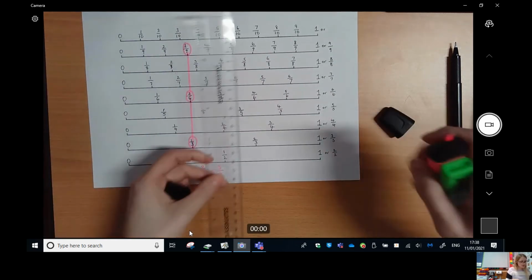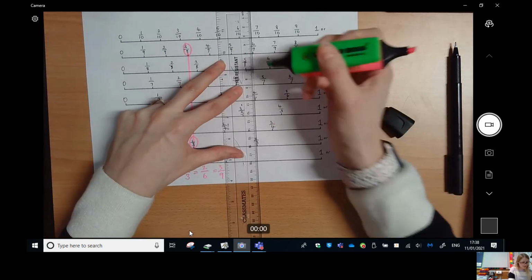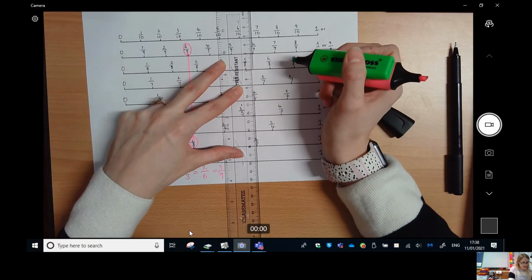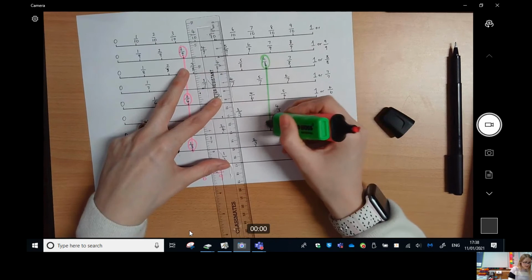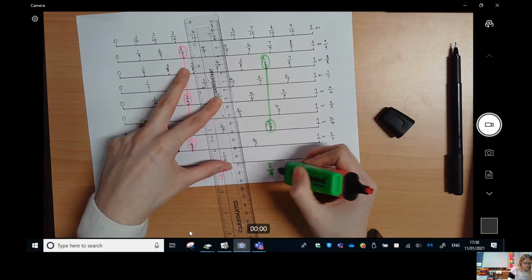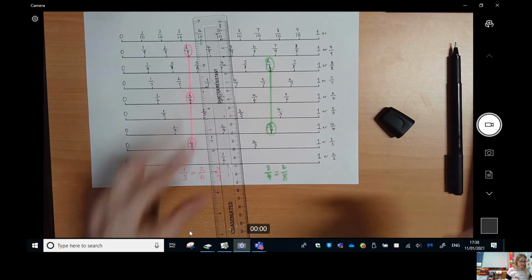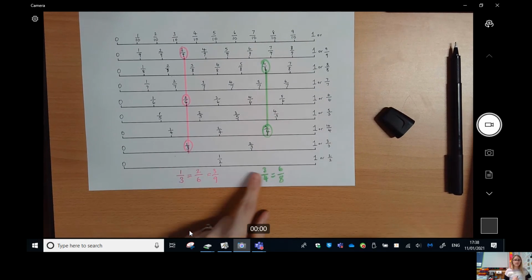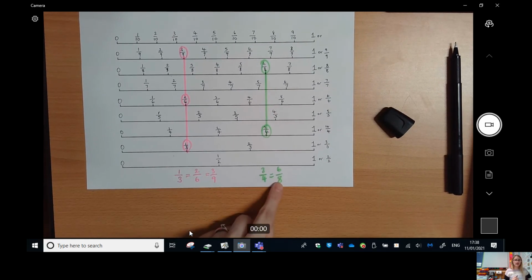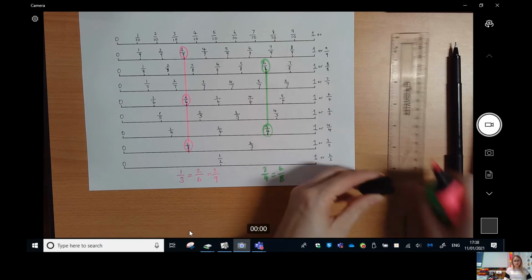Okay. So you may have found some other ones. I'm going to do one here. So we have 6/8 and 3/4 look like they're in line as well. So I know that 3/4 is equal to 6/8. Okay, so hopefully you found lots of different equivalent fractions on there. It's really important that you check the denominators and they are following that pattern.